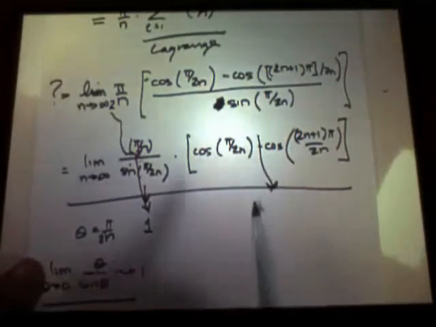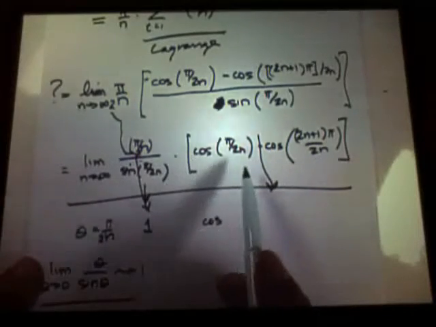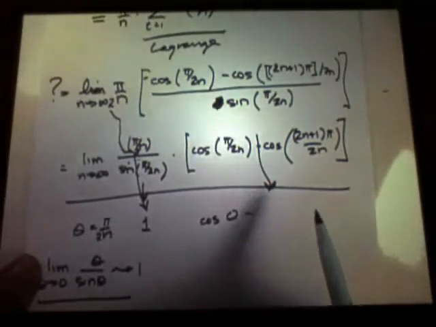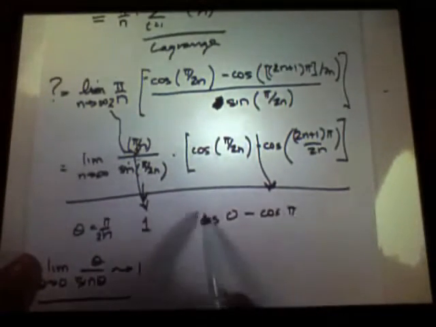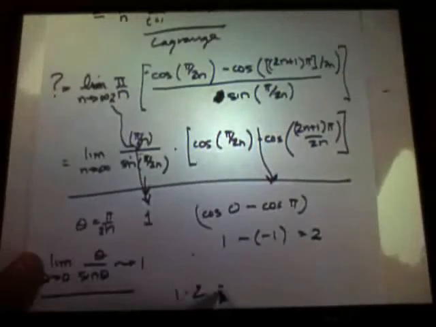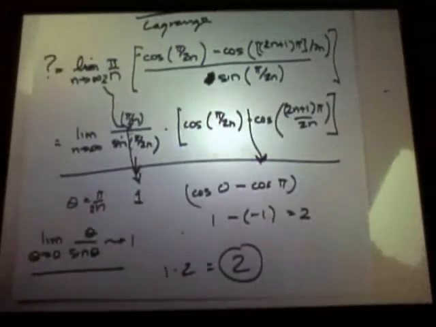What's this limit? It's a continuous function, so cos 0 minus cos pi, right? That's 1 minus negative 1, that's 2. So the product is 1 times 2. So the limit as n goes to infinity of the Cauchy sum is 2. So that is a Cauchy integral that we have done not by anti-differentiation, but by summation, right? So that's 2.1.1. Everybody okay with that one?